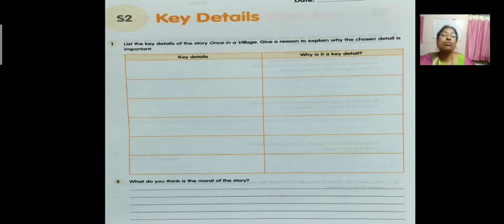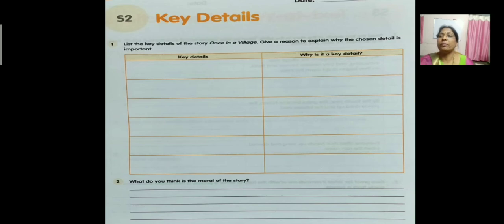So how to find out the important points? How to know that a particular sentence is a key detail, or how to write a key detail? Let us know about that. In order to write a key detail, you need to ask questions. So we have to ask questions. With what words do we ask questions? That is what, why, how, when, where. So these are the words. With these you have to frame a question.